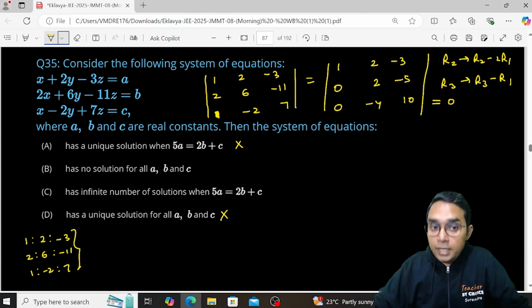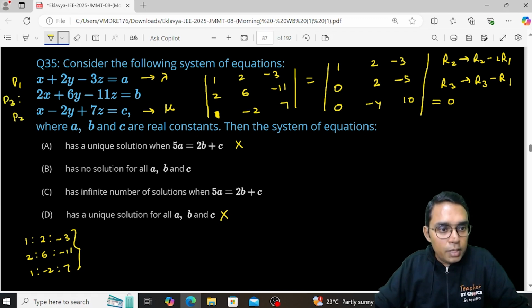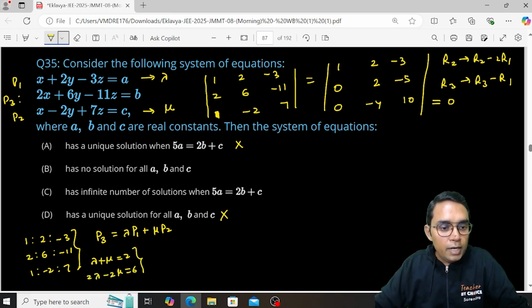If that is so, then maybe by multiplying by lambda here and by mu here, we will be able to obtain my second equation. Let us say this is plane P1, this is plane P2, and this is plane P3. I am trying to obtain P3 as lambda times P1 plus mu times P2. Comparing coefficients, lambda plus mu equals 2 for the x coefficient. For y, it is 2 lambda minus 2 mu equals 6. These two equations are sufficient to get the values of lambda and mu.